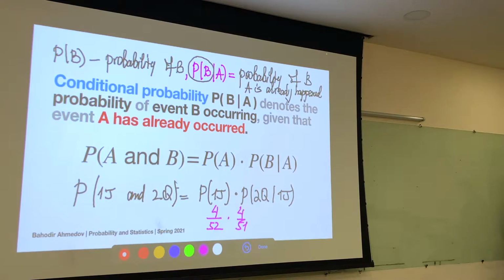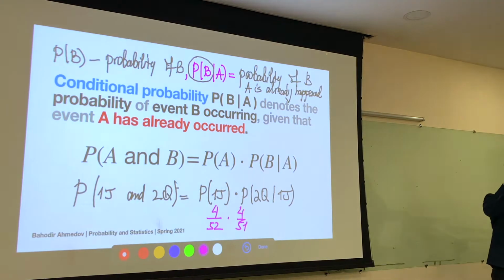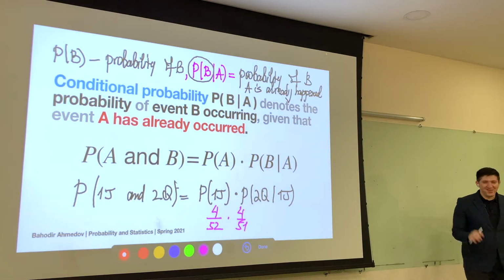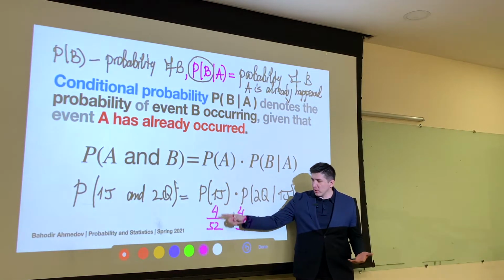4 over 51, right? You understand what's going on? There are 4 jacks, 52 cards, okay? The probability of choosing one of them is 4 over 52.